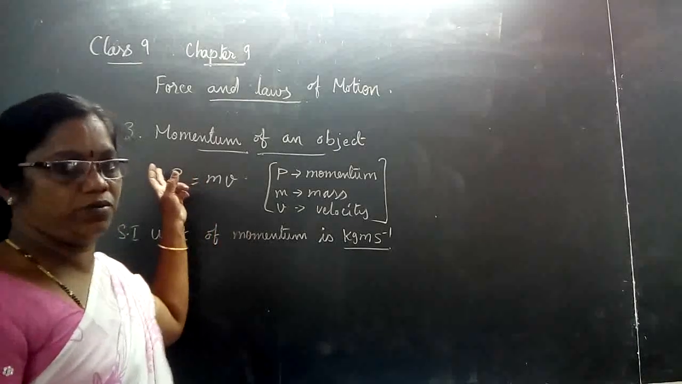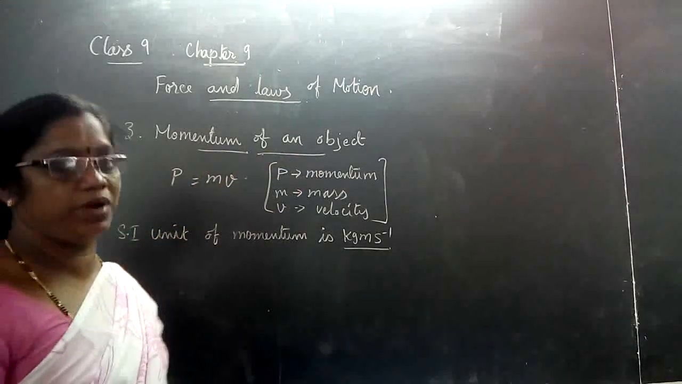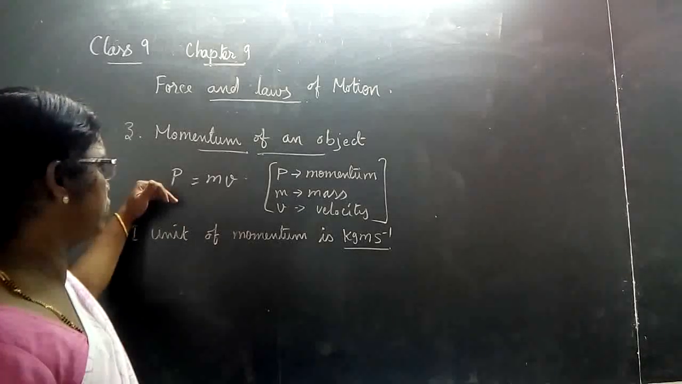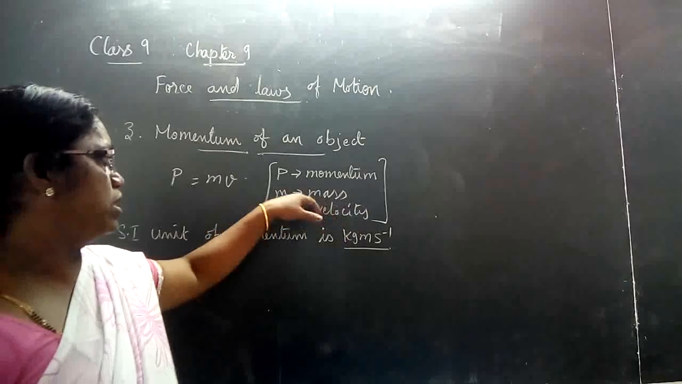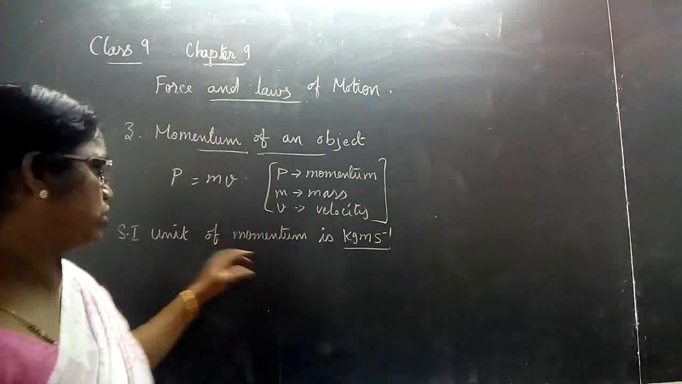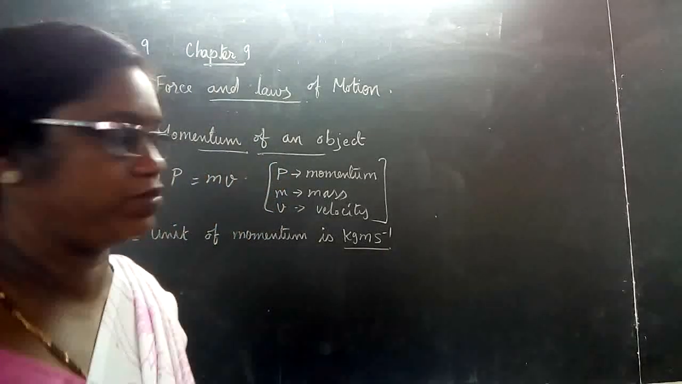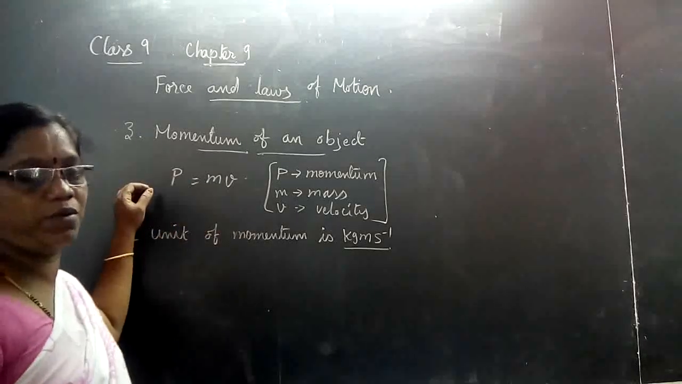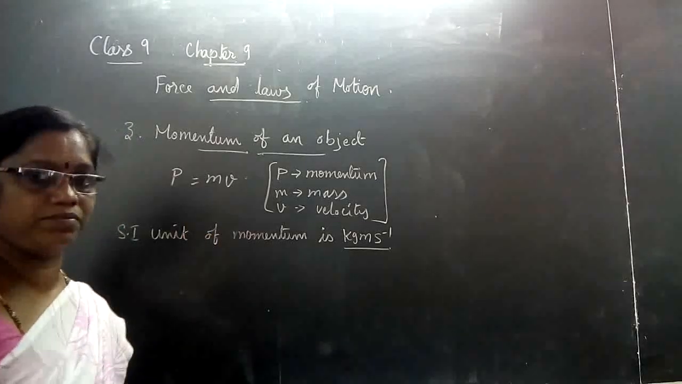This is the third formula which is used: momentum, to calculate the momentum of an object. Momentum of an object is calculated using the formula P is equal to mv, where P represents momentum, m represents the mass, and v represents the velocity. So the SI unit of momentum is kilogram meter second power minus 1. If the mass is given and the velocity is given, to calculate momentum we multiply the mass into velocity.